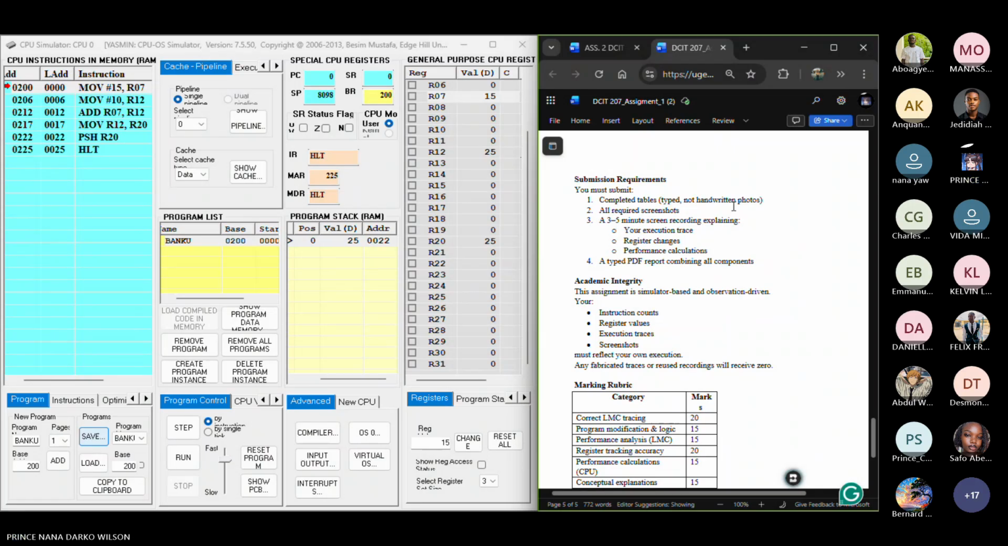What about the calculation part? Can you show it on paper and put it in a Word document? It says completed tables, all required screenshots. It didn't really say anything about, yeah, it says not handwritten photos. But it was referring to the table, so I don't know about the calculation though. I think you might be able to do that. But to be safe, type it. It's just 2 questions. Those are calculation type questions.